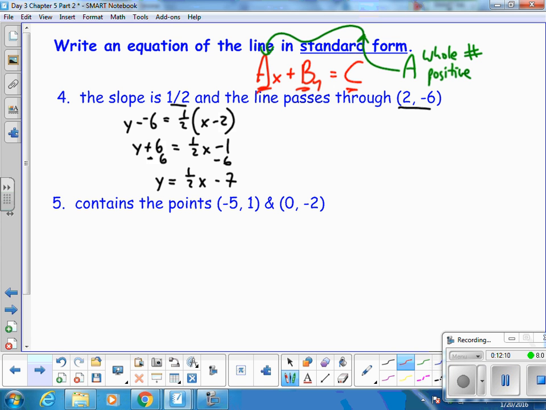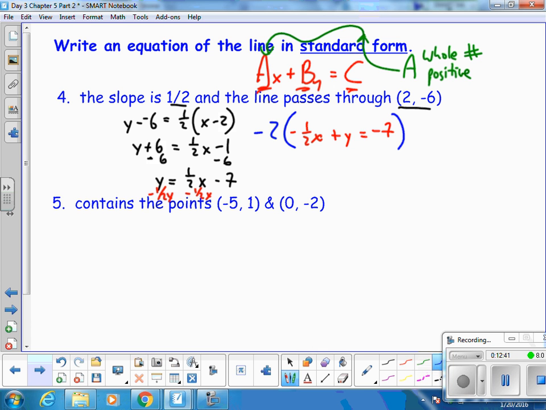Now I want this in standard form, so I need to bring my x back over. So I'm going to subtract 1/2 x from both sides. So I end up with negative 1/2 x plus y equals negative 7. Now remember, my coefficient of x needs to be a positive number, which it is not, so I'm going to multiply by a negative. It's a half, so I've got to get it to a whole number, so I'm going to multiply everything by 2, or actually negative 2.